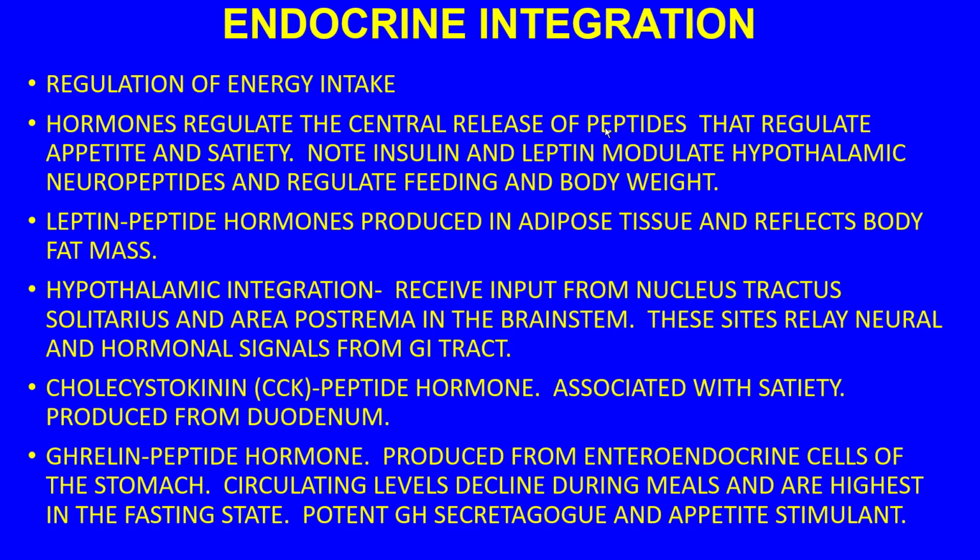So let's talk about a GI hormone, cholecystokinin, CCK. This is a peptide hormone. It is associated with satiety, the sense that I'm full. Don't need any more food. It's produced from the duodenum. Ghrelin is a peptide hormone produced from the endocrine cells of the stomach. Circulating levels decline during meals and are highest in the fasting state. It is a potent growth hormone secretagogue, meaning helping us for the secretion of growth hormone, and it is also an appetite stimulant.